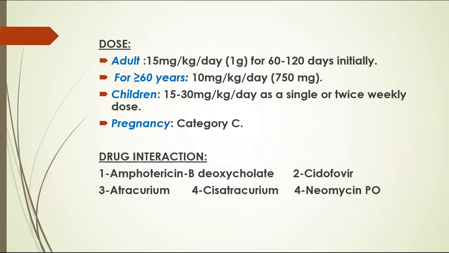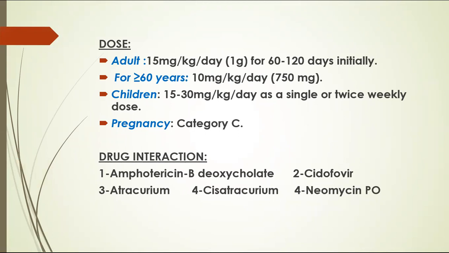Dose: For adults, 15 mg per kg per day to a maximum of 1 gram per day is recommended for 60 to 120 days initially. For people 60 years or above, 10 mg per kg per day to a maximum of 750 mg. For children, 15 to 30 mg per kg per day as a single or twice weekly dose. It is category C for pregnant women.